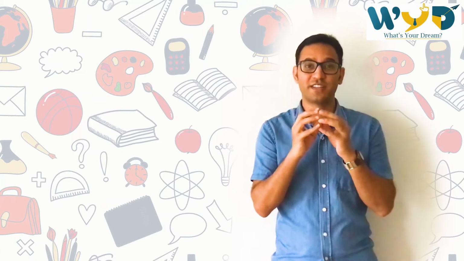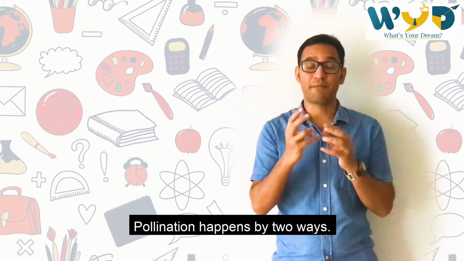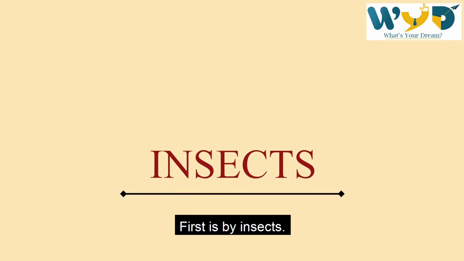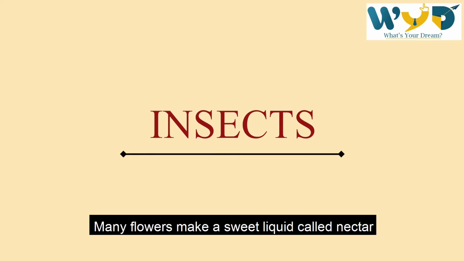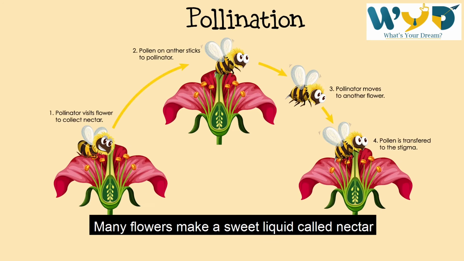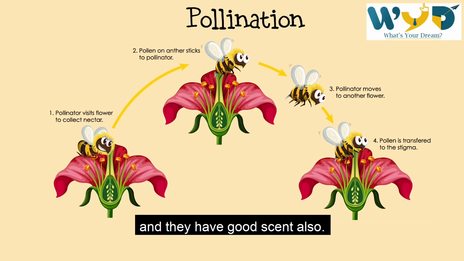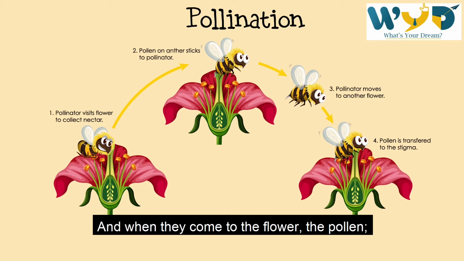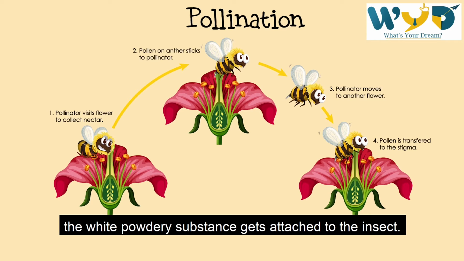Now, pollination happens in two ways. First is by insects. Many flowers make a sweet liquid called nectar, and they have a good scent also. So the insects get attracted to the flower, and when they come to the flower, the pollen, the white powdery substance, gets attached to the insect.